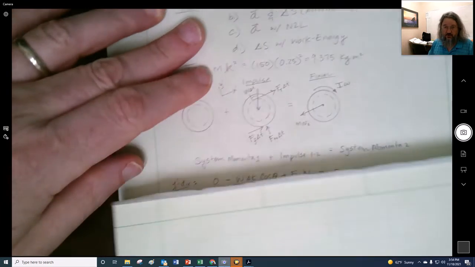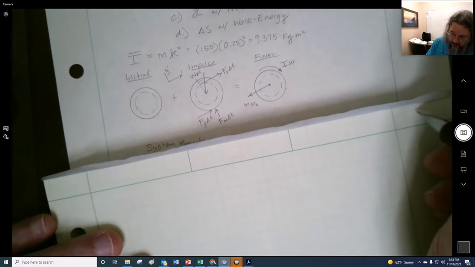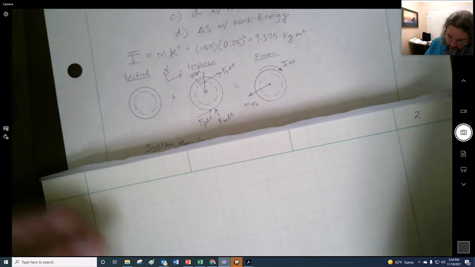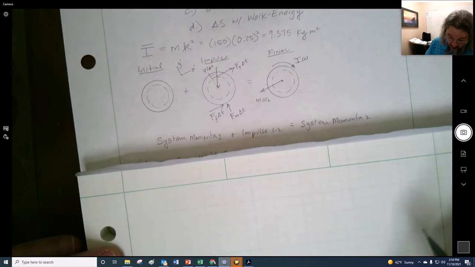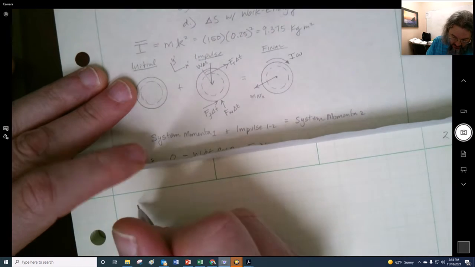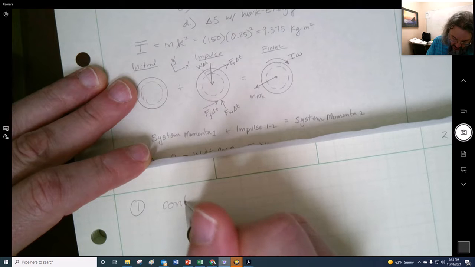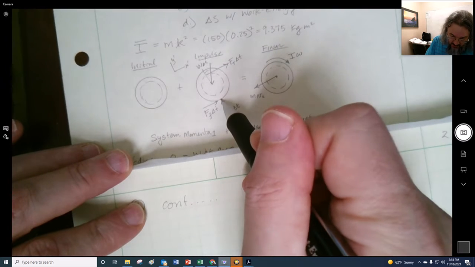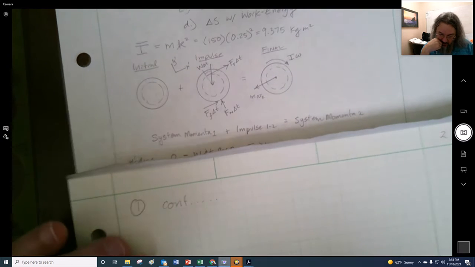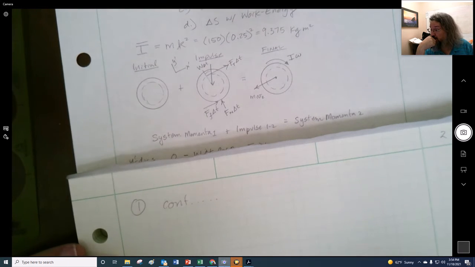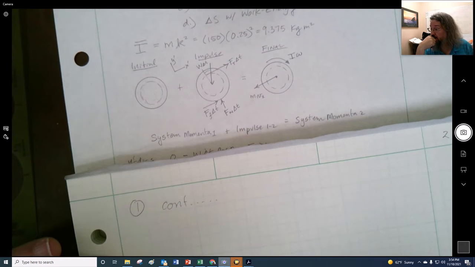Now I need to also apply the impulse momentum for the angular stuff, right? And I want to take it about this point right there would be good. Let me see. Or actually, let me think here. I could do it about the center of gravity. That's actually a good trick.